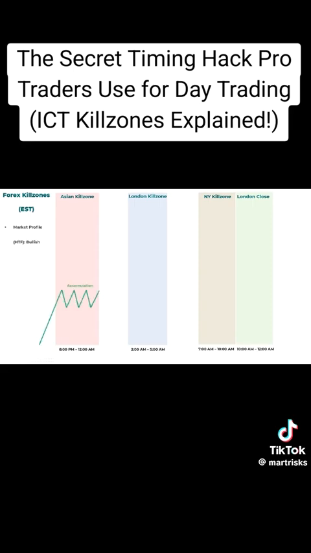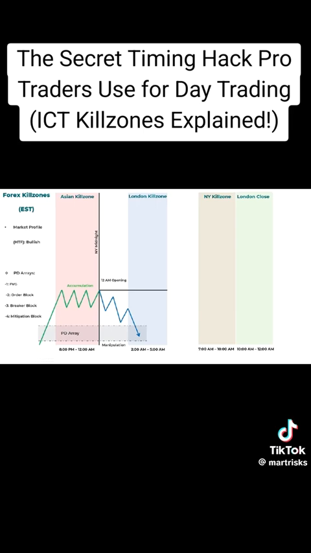Price enters the Asian kill zone and starts consolidating within the Asian range, going through the accumulation phase. Then, at 12 a.m., we have the New York opening price. At this point, we expect price to enter the manipulation phase by dipping below the Asian range and eventually tapping into a previous PD array. This PD array could be a fair value gap, an order block, a breaker block, or a mitigation block.